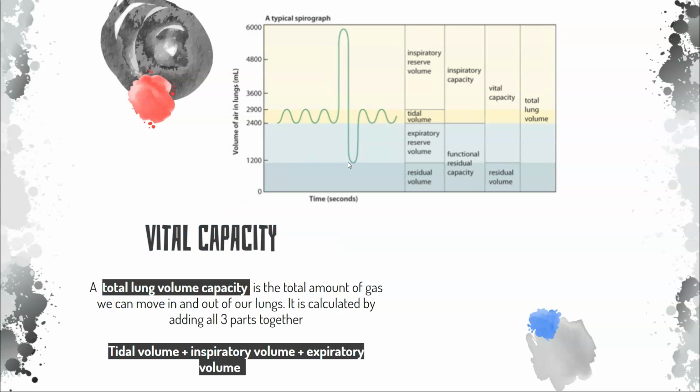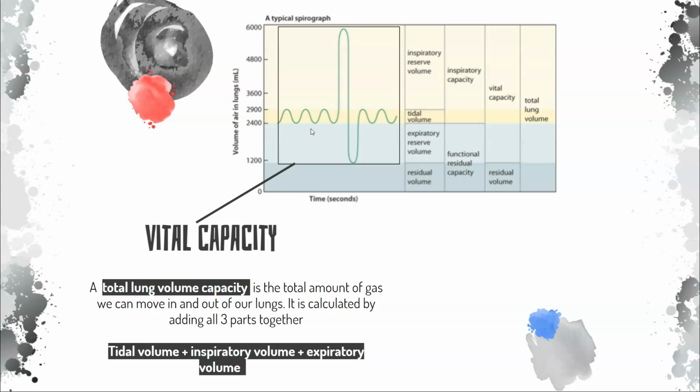The big one, the one that we want to really focus in on, is called vital capacity. Vital capacity is your total lung volume capacity, which essentially means the amount of gas you can move in and out by taking a deep breath in and a deep breath out, okay? This is calculated by saying, I have a tidal volume, an inspiratory volume, and an expiratory volume. So essentially, it's this entire graph right here. What is your vital capacity, okay?